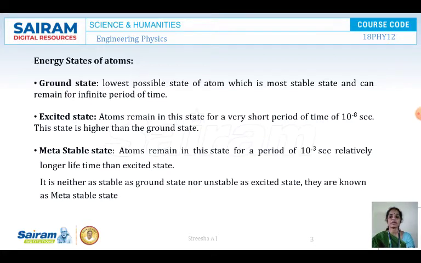What is a metastable state? A metastable state is a state where it is not as stable as the ground state, and at the same time it is not as unstable as an excited state. Here the atom can sit in this state for a period of 10 to the power of minus 3 seconds. That is a relatively larger time compared to the excited state, but less time compared to the ground state. So it is an intermediate state, so it is called a metastable state.